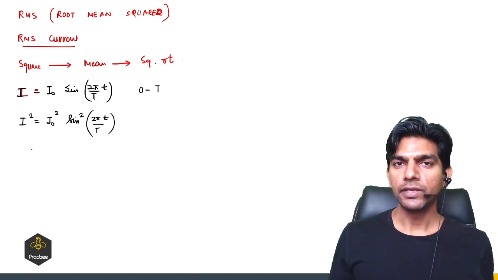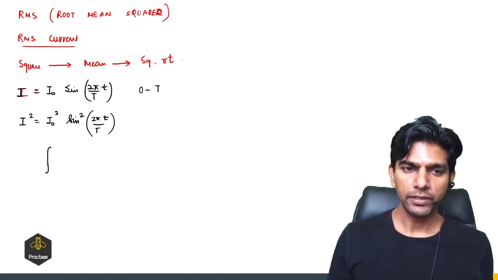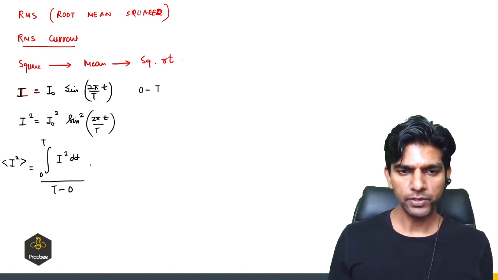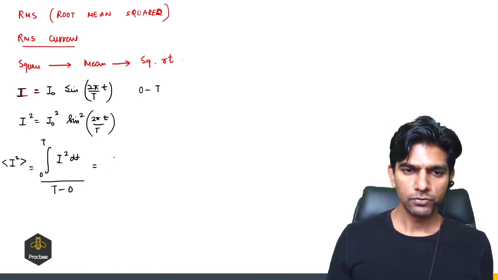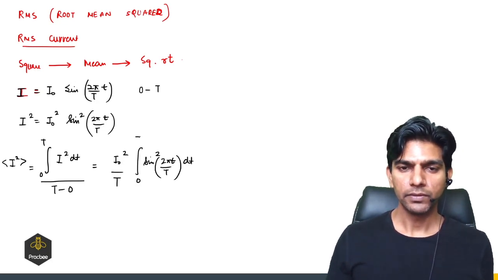Now we're going to take the mean of this. So how we can find the mean? So mean will be integral I square dt from 0 to T upon the interval, right? Now this is the average of I square function. So let us simplify this. So this comes out to be I naught square will come out divided by T integral sine square 2 pi t upon capital T times dt from 0 to capital T.